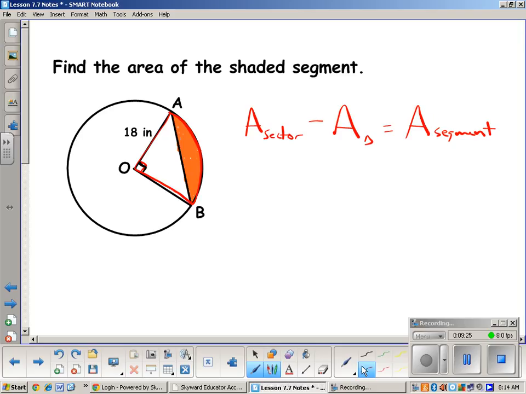So the area of the sector, 90 out of 360 times pi times r squared, right? Area of a sector: the measure of the arc divided by 360 times the area of the whole circle, which is pi r squared. And someone already said that this reduces to 1/4. Is that 324? Yeah. And a quarter of 324 is 81.